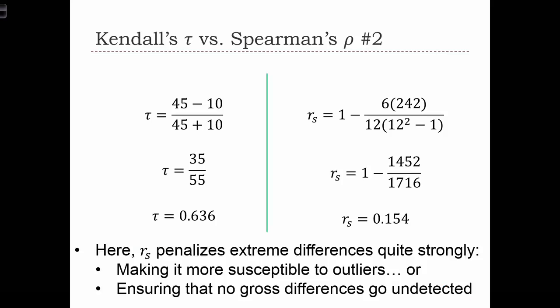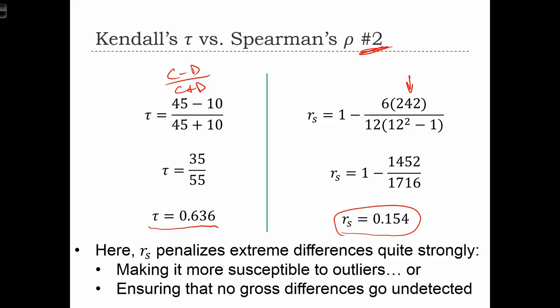We can now compute Kendall's tau and Spearman's r for this new data set. Recall that Kendall's tau is C minus D divided by C plus D. So we have 45 for concordant pairs and 10 for discordant, resulting in a tau of about 64%. The Spearman's rank coefficient uses the sum of the d squares, which is this 242, to find a coefficient equal to 15%.